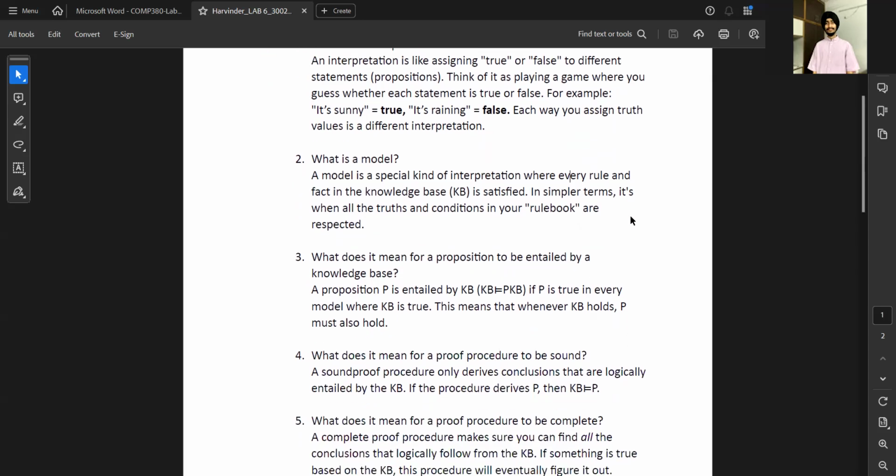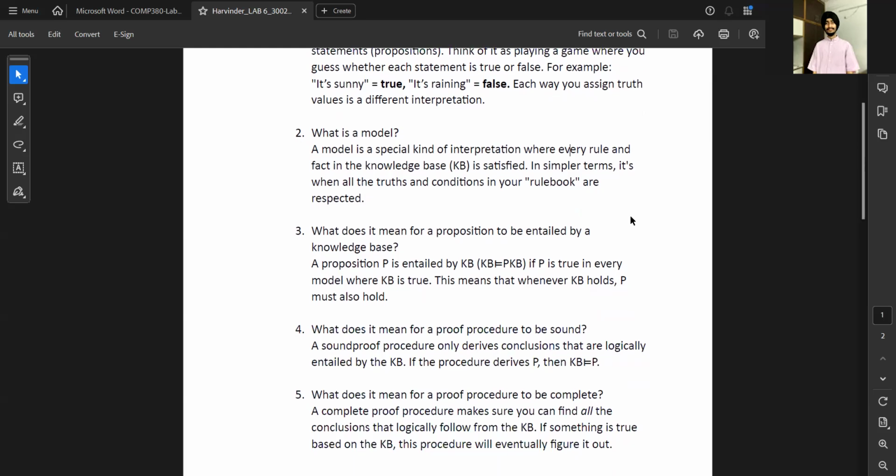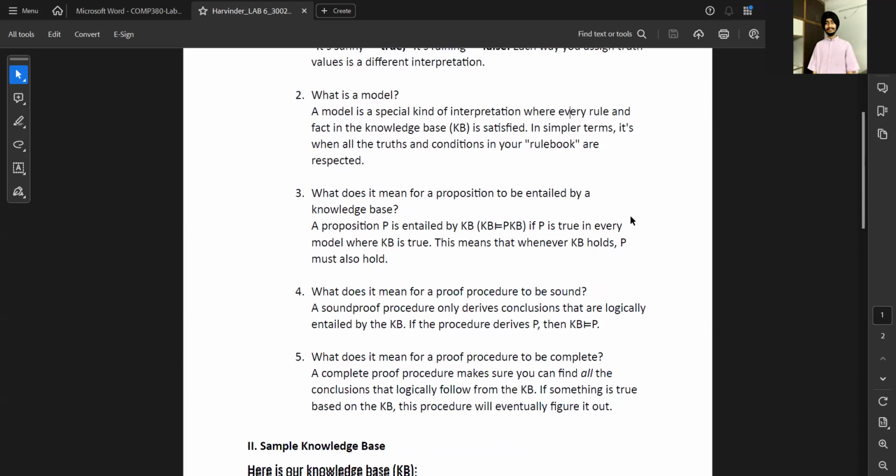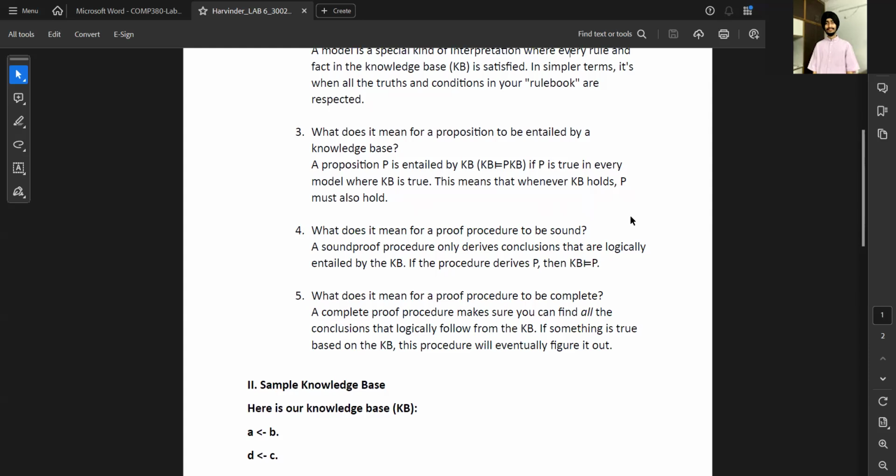Now, moving to the next question. What is a model? A model is a special kind of interpretation where every rule or fact in the knowledge base is satisfied. In other words, it's when all the truths and conditions in your knowledge base are respected.